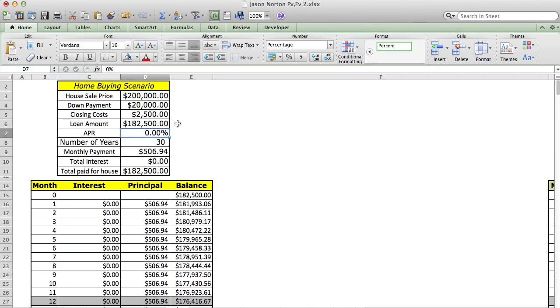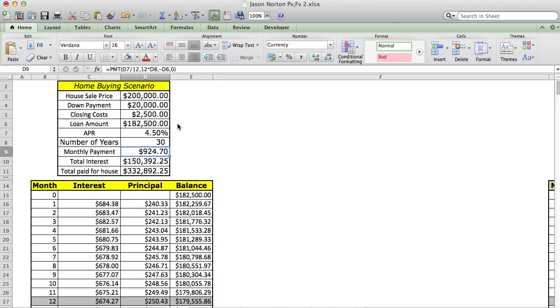Now, what we can do is put in an interest rate. So let's say we got qualified for a 4.5% interest rate, which is kind of standard right now depending on your credit score, but it's kind of the national average for what an interest rate would be for a home, 4.5%. The number of years would probably be 30, unless you wanted to do a 15-year mortgage, and you could put that in here. You can see that your monthly payment would be $924.70, that next field there.